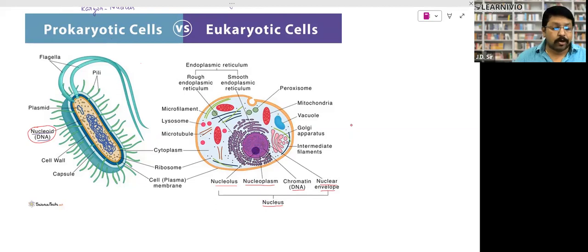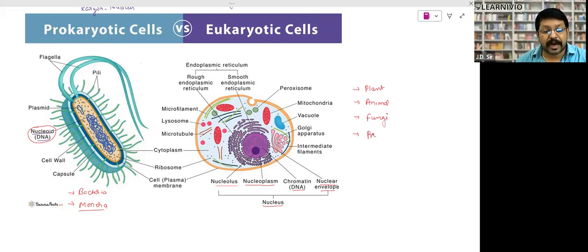So which are the eukaryotes? The bacteria are prokaryotes. So this is the example of bacteria. So bacteria are prokaryotes, right? And I have already told you that all Monera, all organisms which come under Monera, they are prokaryotes. Which are the eukaryotes? All the plants are made up of eukaryotic cells, right? All the animals, they are made up of eukaryotic cells. All the fungi, they are made up of eukaryotic cells. All the protistans, right? Protista, they are made up of eukaryotic cells, right?